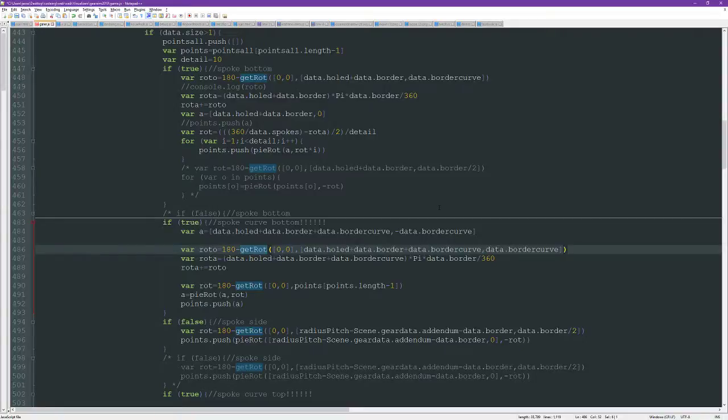Wait, what is this? This is what I'm trying to get rid of. Why am I using this? What's going on? Oh, hang on, this is the border code, never mind.